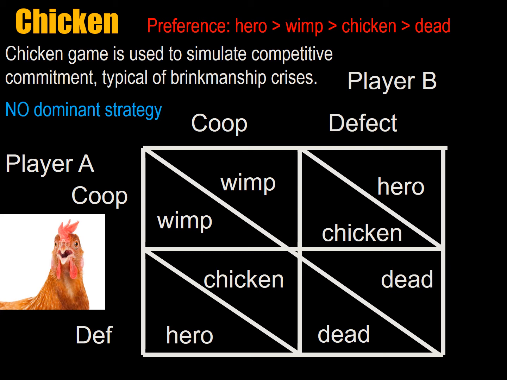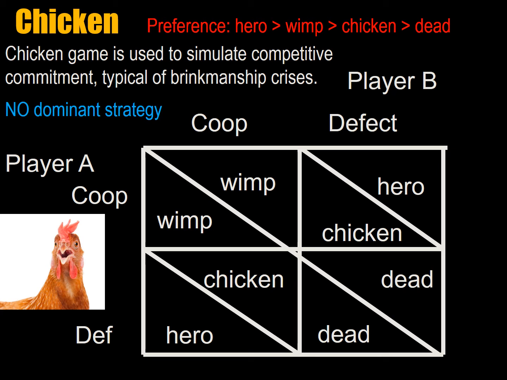Now player B has the same payoff dilemma. Player B has two strategies, cooperation and defection. If we were to compare the choices using player A's cooperation row, we would see the choice between hero and wimp. And player B would always choose hero over wimp. In the next row, player A's defection row, player B has a choice between chicken and dead. And player B will always choose chicken over dead. So we have a problem.